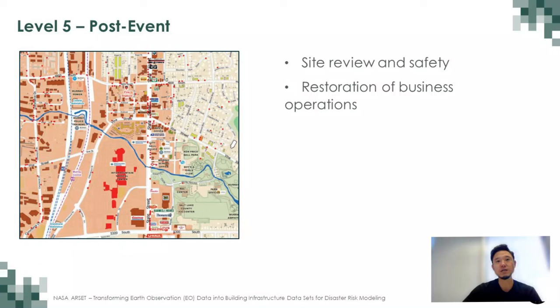Restoration of business operations, for example, if you have a portfolio of commercial properties, you can start looking at hazard intensities in each geographic location, vulnerabilities of these existing buildings, and start prioritizing where to perhaps close or open certain sites before the site is reviewed by the engineer.